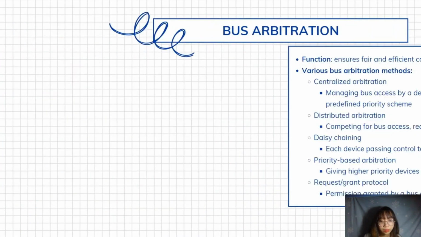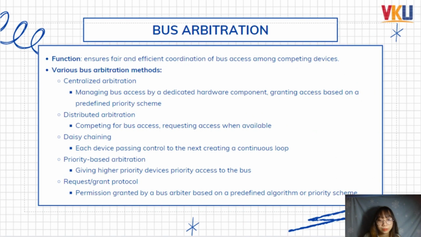Now the bus arbitration. As I mentioned before, this is the process in the computer system to determine which device or processor has control over a shared bus. It ensures fair and efficient coordination of bus access among the competing devices and prevents conflicts. There are various bus arbitration methods.